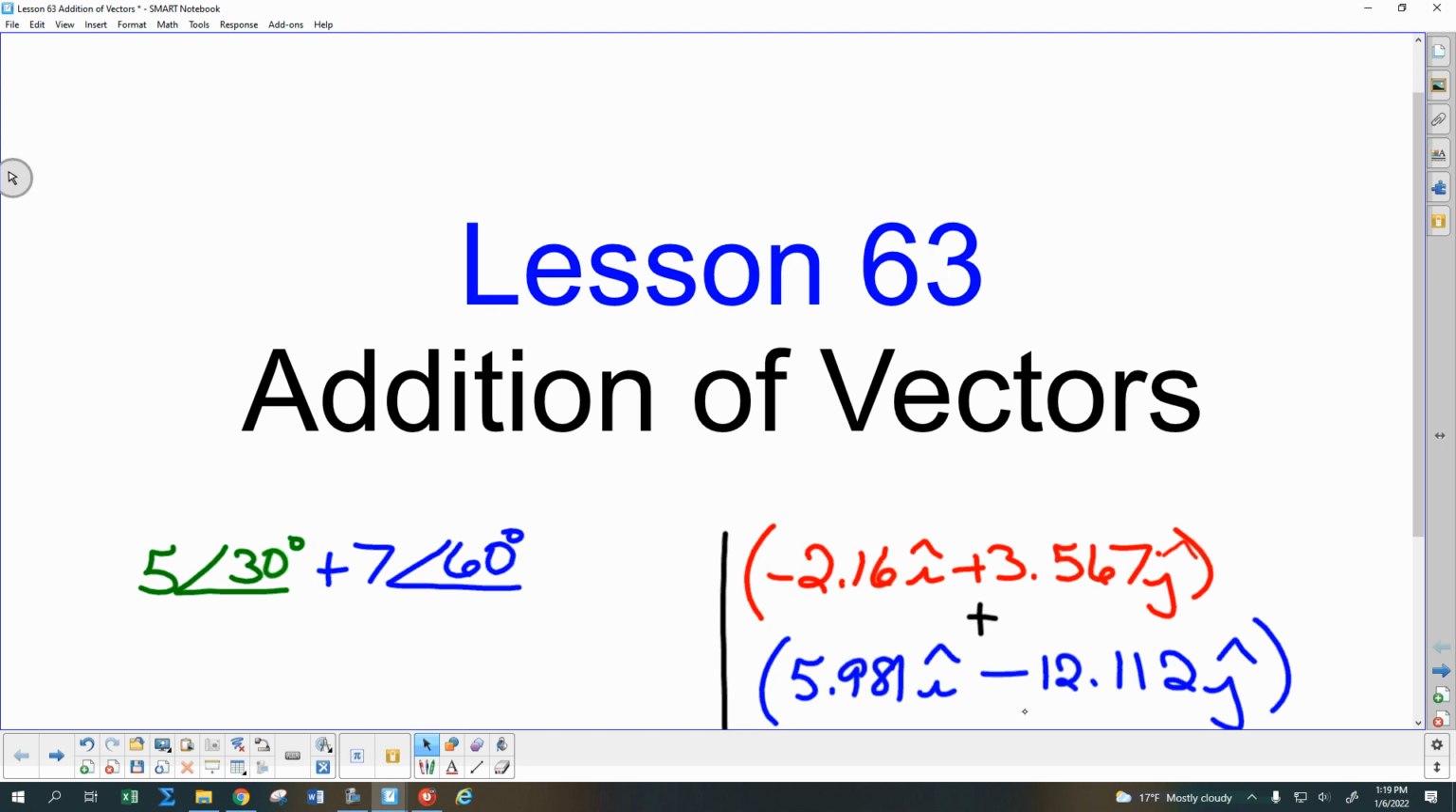In our lesson today, we are going to take two vectors and add them together. They may ask you the problem, like you see over here on the left, where they give you both of them in polar form. They tell you how long and in what direction. Or they may do it like this, the red vector plus the blue vector, and they may give them both to you with I hat and J hat, so they're in rectangular form.